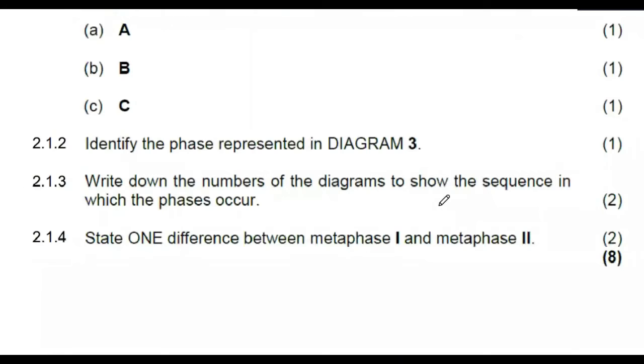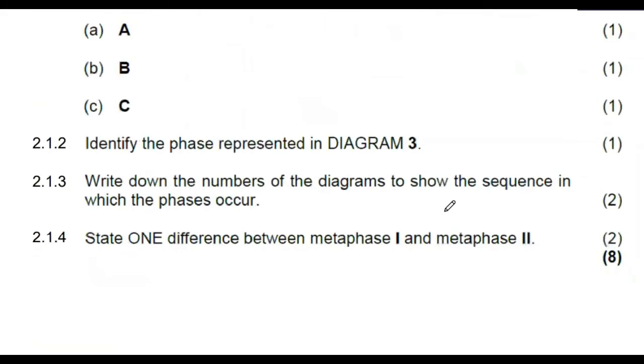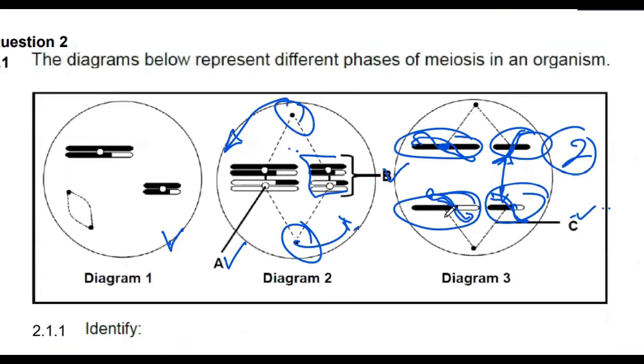Then they're saying write down the numbers of the diagrams to show the sequence in which the phases occur. So basically, we have to look for meiosis 1. The chromosomes are supposed to be in homologous pairs. So this is a homologous pair, so it is 1. Therefore, it is metaphase 1.